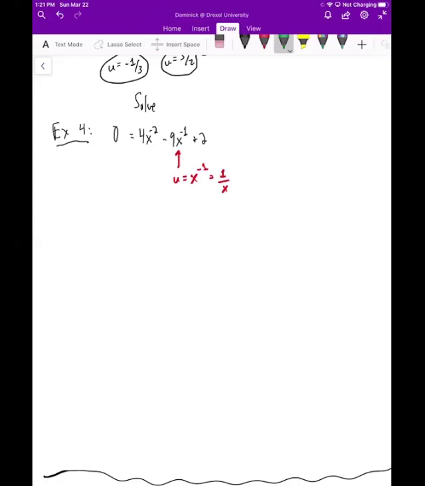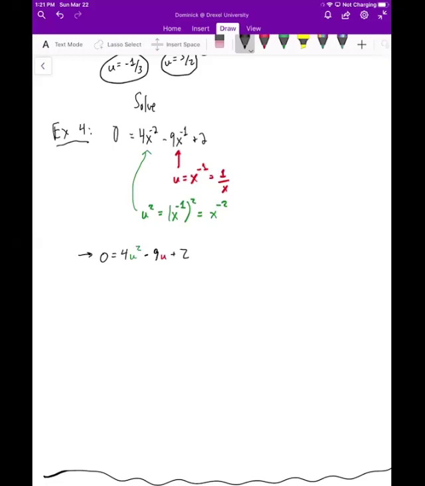Now, of course, if we square u, that's x to the negative 1 all squared, which is x to the negative 2. So that is this here, and u is that there. So we can now write this as 0 is equal to 4 times u squared minus 9 times x to the minus 1, which is just u, and then plus 2.